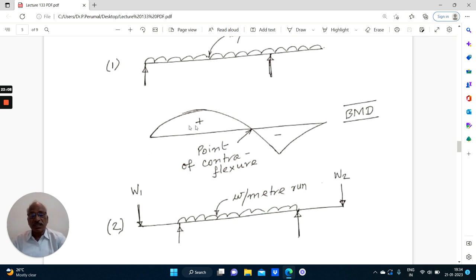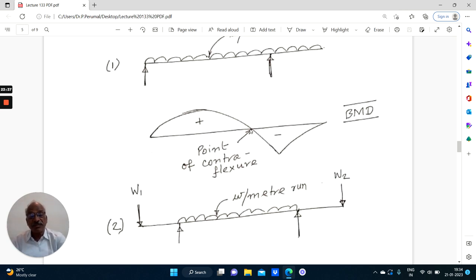Now, the sagging moment at one point will change sign from positive to negative. So where it changes from positive to negative is called the point of contraflexure. Point of contraflexure is that point at which bending moment changes sign from positive to negative. In some books, they will give point of contraflexure as a point at which bending moment changes sign, or bending moment is zero. That is correct.